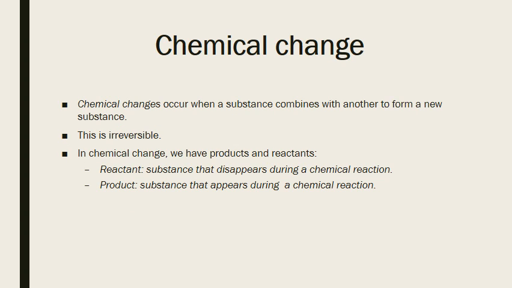Chemical change is when a substance combines with another substance to form a new substance. For example, when we put sugar with sulfuric acid. This is irreversible. And in chemical change, we have products and reactants. A reactant is a substance that disappears during a chemical reaction, while a product is a substance that appears during a chemical reaction.